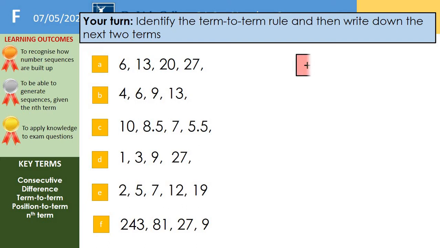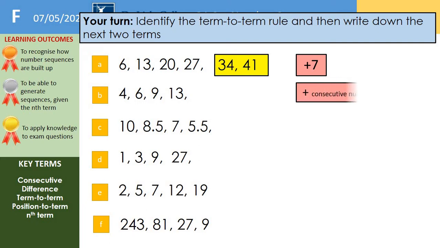Right, okay. So from the first one, you should be able to see that you're adding 7 each time. And if that's the case, your next 2 terms are 34 and 41. Then if we look at the next one, we can probably see we're adding consecutive numbers. So we're adding 2 here, then 3, then 4. So then we'll be adding 5, and then we'll be adding 6, and we get 18 and 24.